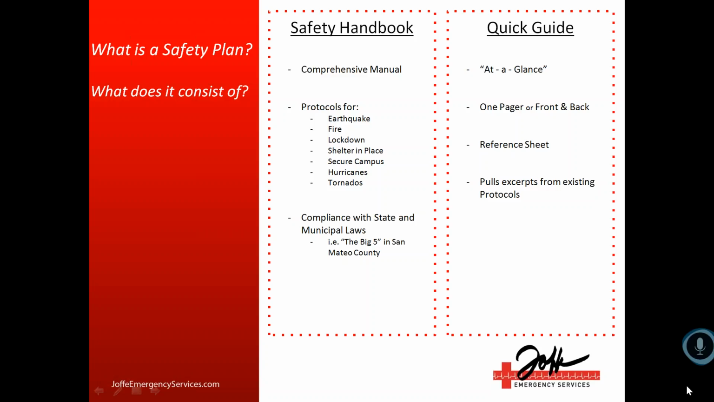I'll show you an example of one in just a second so you can understand what we're talking about. Usually it's a one-pager, front and back. It's a reference sheet that just pulls excerpts from the existing protocols or from the safety handbook you already have in place. It depends on who it's intended for. Some of these we do for classrooms. We'll place one in the classroom, and it says what you are immediately supposed to do in an emergency.